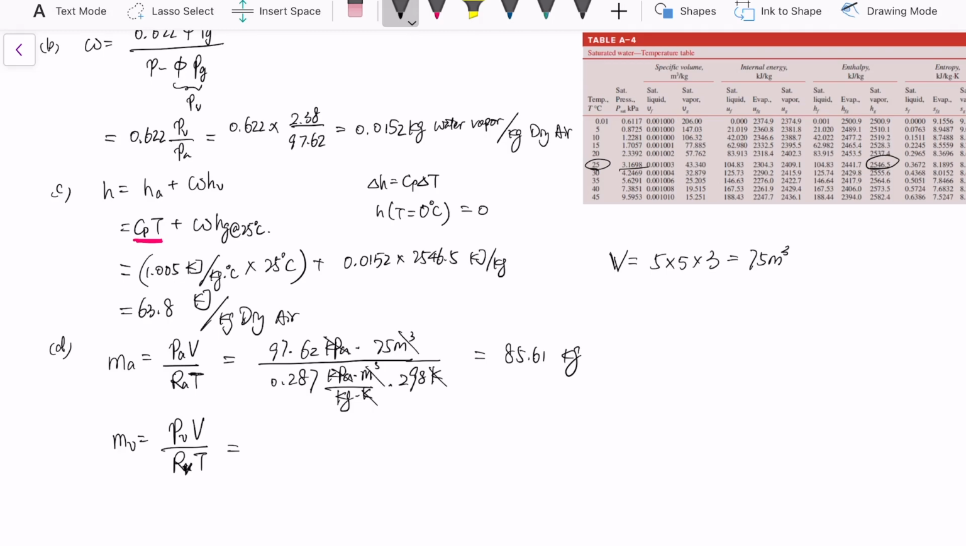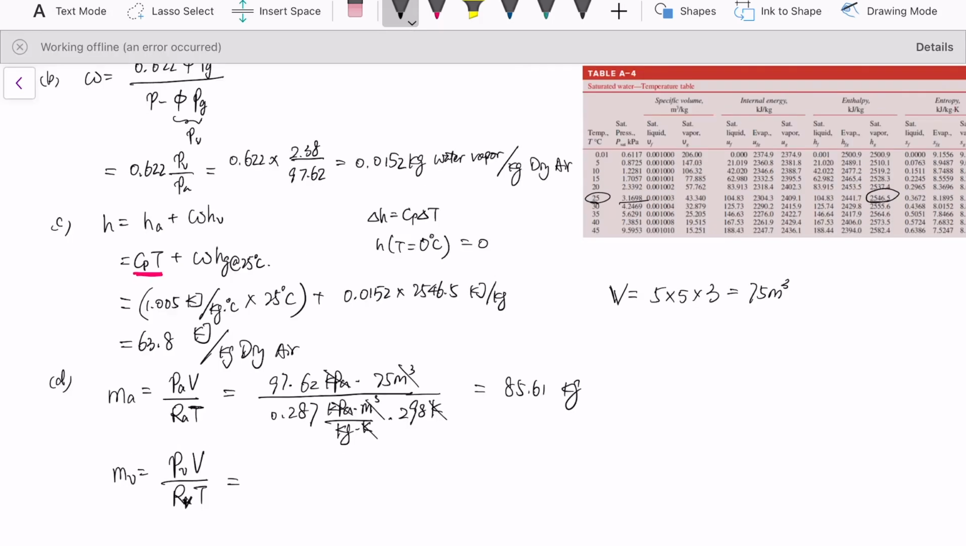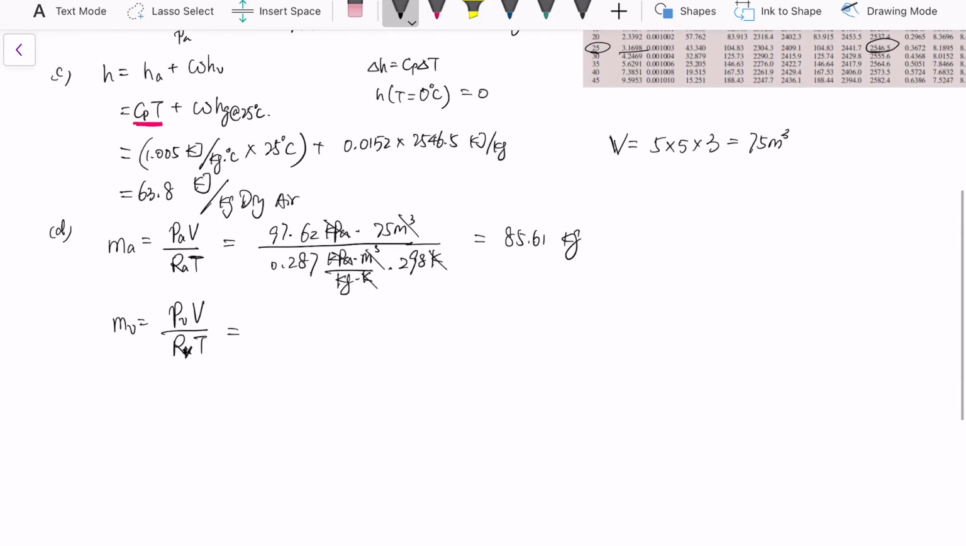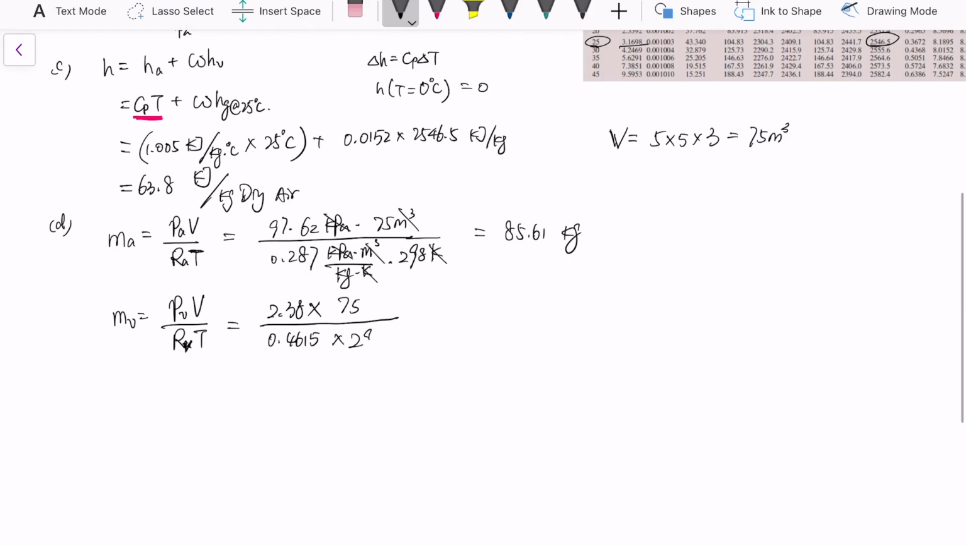So the volume is the same as the dry air volume, which is the room volume. Plug in the number, 2.38 times 75. I know the unit's going to be the same, so I'm going to skip a little bit. RV is 0.4615 times 298. So that's 1.3 kilogram.